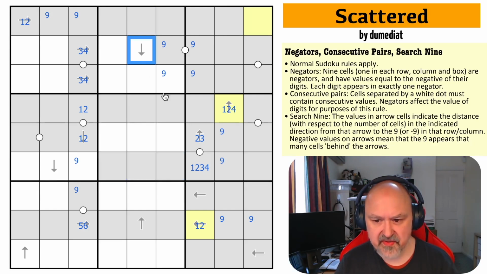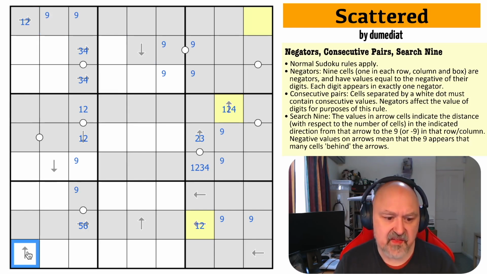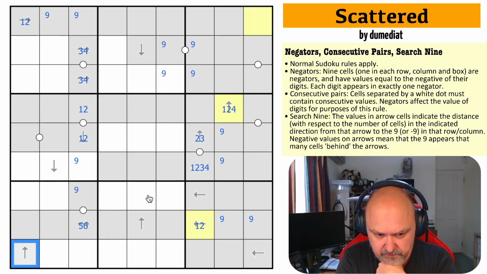This can't be a 9, so that can't be a negator. Nine can't be... Oh, 9 could be there. This can't be a negator because I can't put a 9 behind it. There'll be a trick to this I have not yet seen.